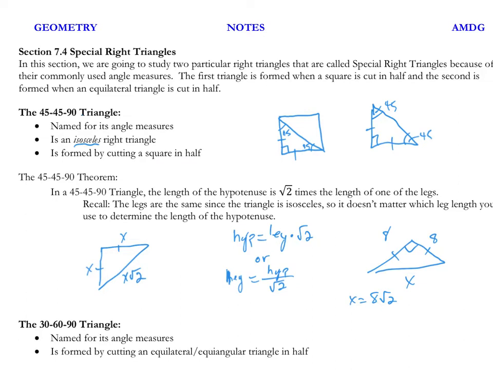The other special right triangle is called a 30-60-90, and it's named again for its angle measurements. There's going to be 3 angles, and they're going to be 30, 60, and 90. And it's formed when taking an equilateral triangle and cutting that in half. So let's see if Mr. Rao can draw an equilateral triangle. Much better job there. All the sides are congruent there.